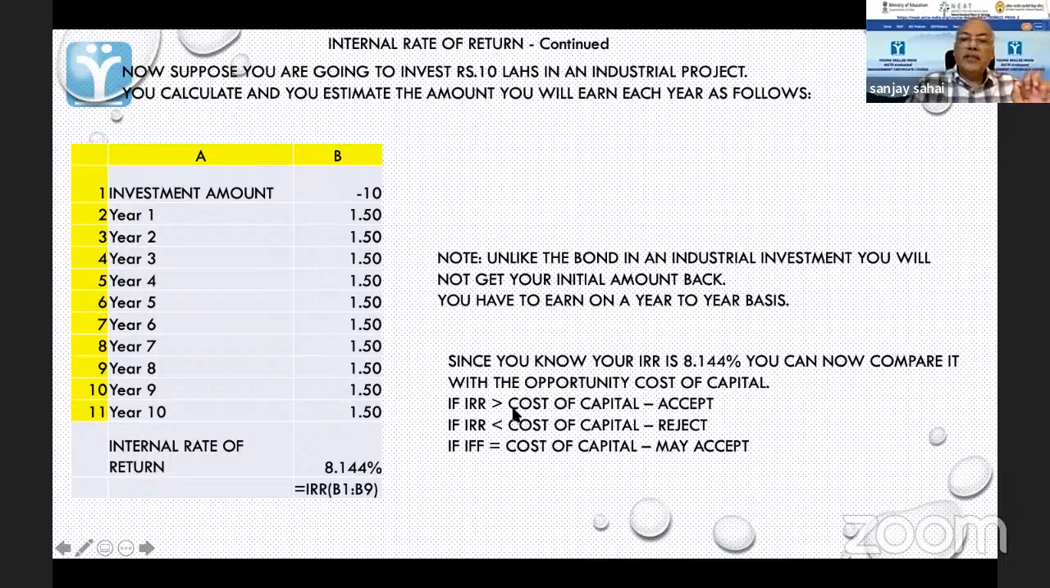Basic concept is, if the IRR is greater than your cost of capital, you accept. If the IRR is less than the cost of capital, you reject. And if the IRR is equal to cost of capital, then you may accept. So essentially, what we're trying to say here is that these are tools in the hand of the CEO which helps him to take these decisions.